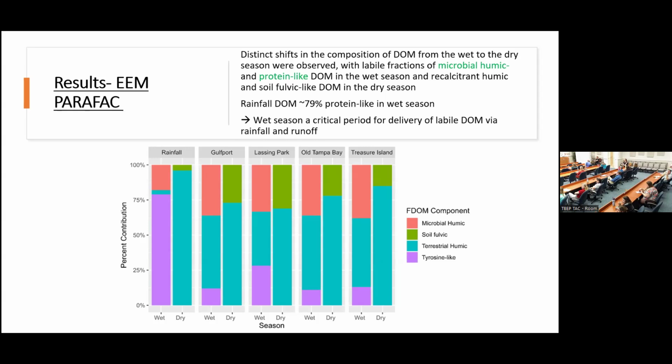And what we saw were distinct shifts in the composition from the wet to the dry season. So we had more labile fractions, the microbial humic and the protein DOM, during the wet season. And shifting to the dry, we only saw inputs of soil fulvic and terrestrial humic. And looking at rainfall DOM, up to 79% was protein-like in the wet season. And what this tells us is that the wet season is really a critical time period for the delivery of labile DOM.